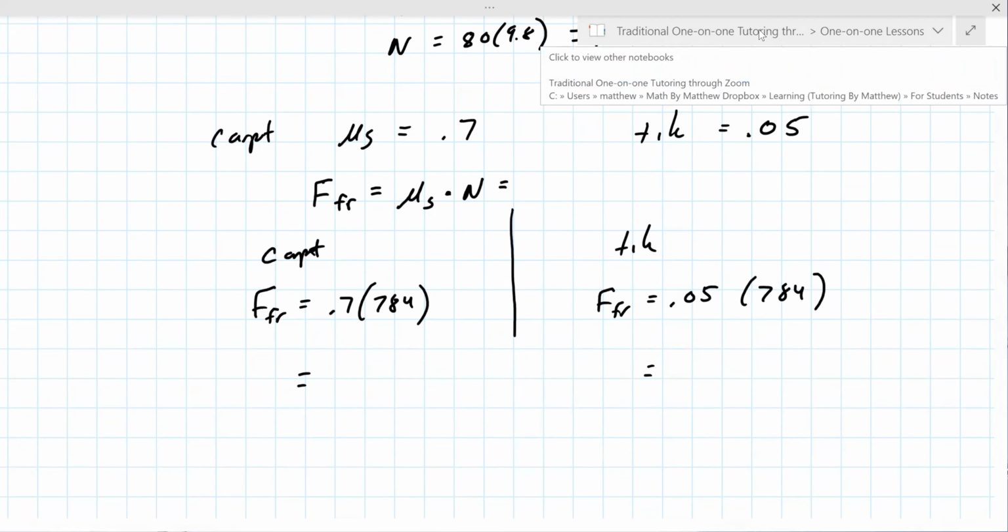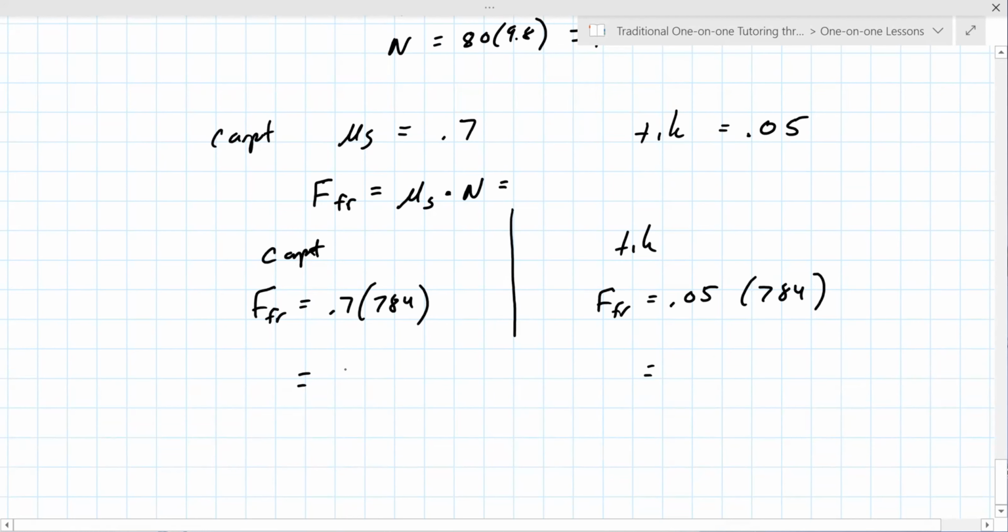Okay, so for 0.7, it's 548.8. Okay. And then for the other one, 392. It's 0.05 though, 0.05. Oh, 0.05. Okay, yeah, so that's 39.2.